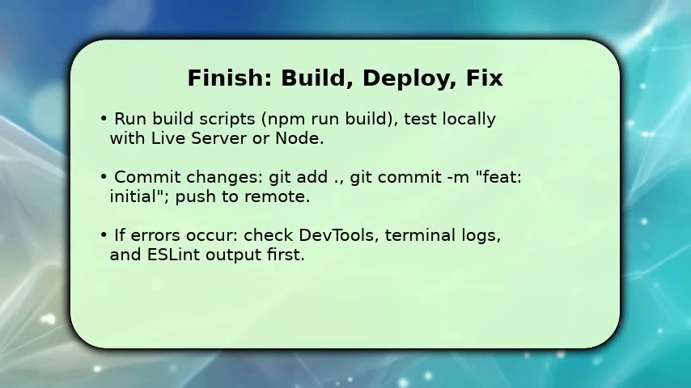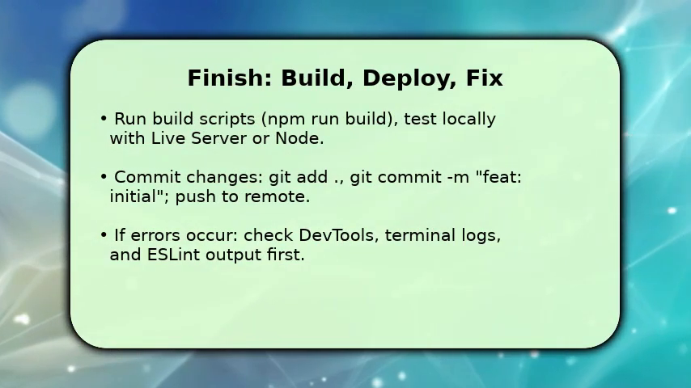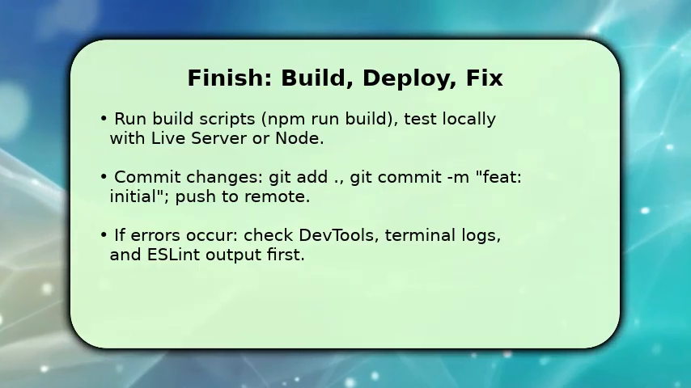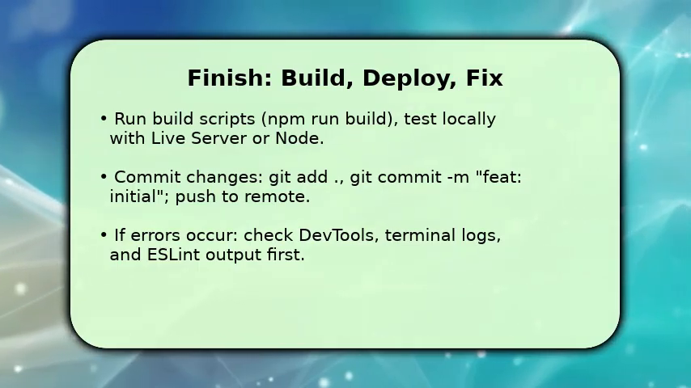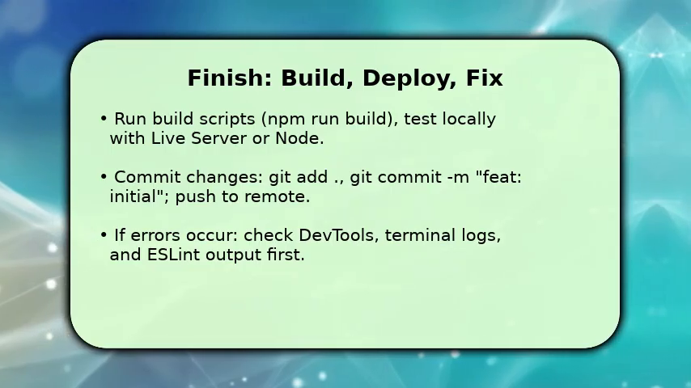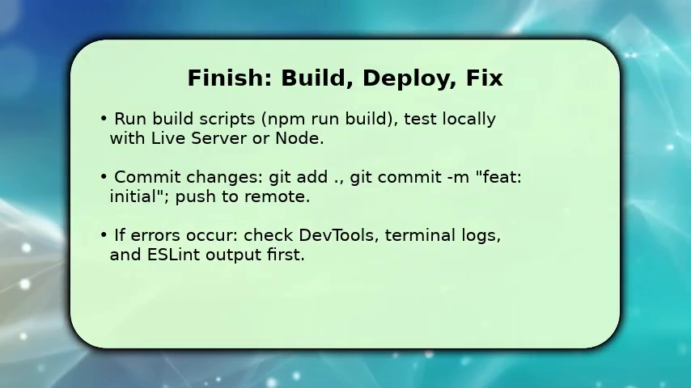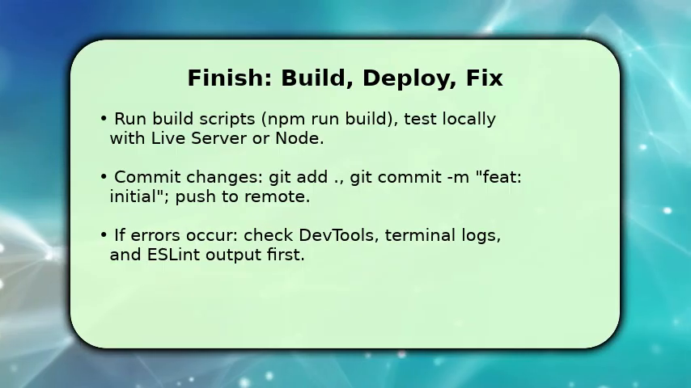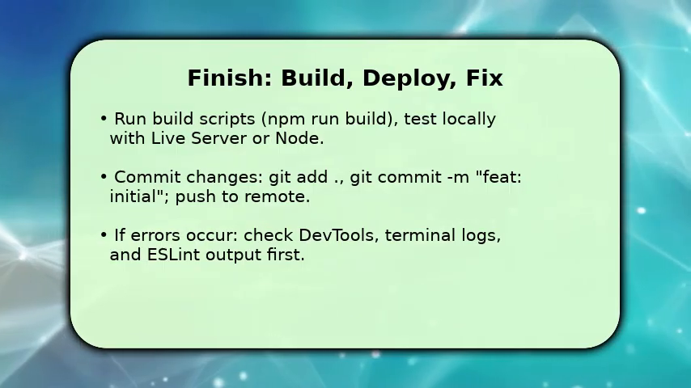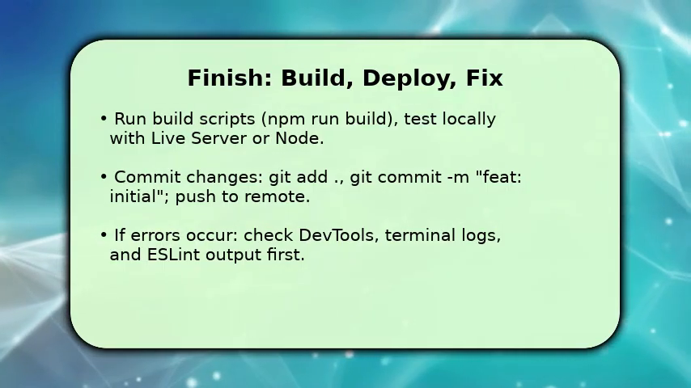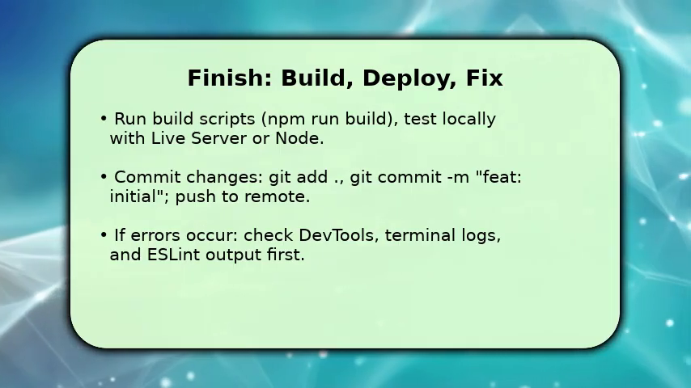You complete the cycle by building, testing, and deploying. Run npm run build or your bundler, then preview with Live Server or a local Node process to verify assets load correctly. Commit meaningful changes and push to your remote so CI or hosting can pick them up. Make sure to update package.json scripts for deploy automation.